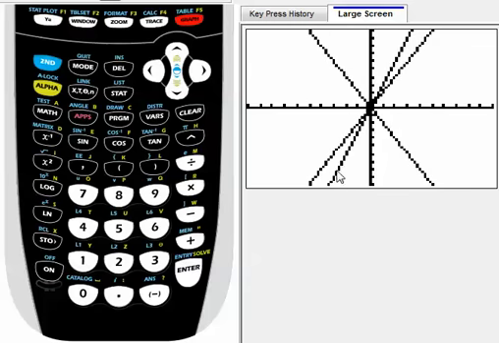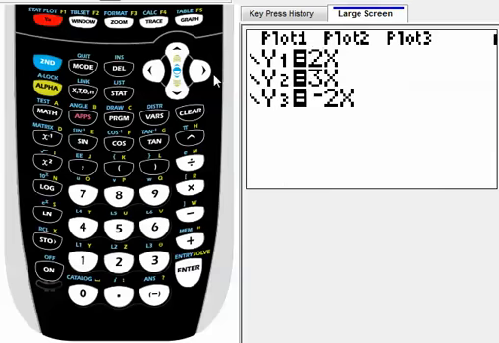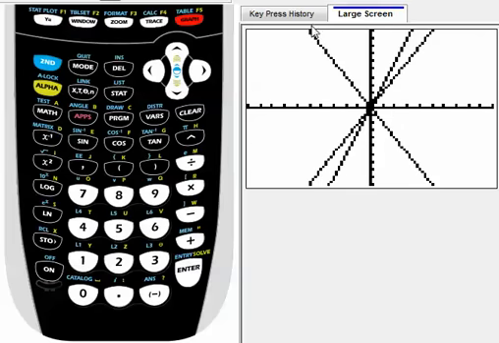And they're all straight lines. Y equals 3x is going to be steeper than y equals 2x, because the gradient of a straight line is the number in front of the x value. So here we've got y equals 2x, 3x, and negative 2x. The negative is the one that's sloping down.